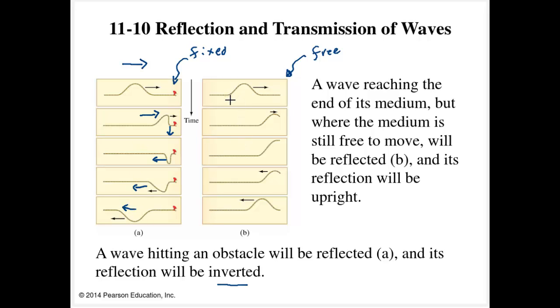In the case where the end of the rope is free to move, the wave is approaching it, and here there's no tack to pull down on it, so this free end of the rope just starts to naturally come down again, and the wave that is going to be reflected is going to be, in this case, upright.